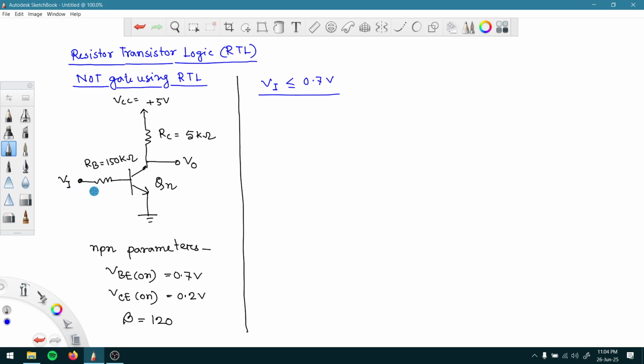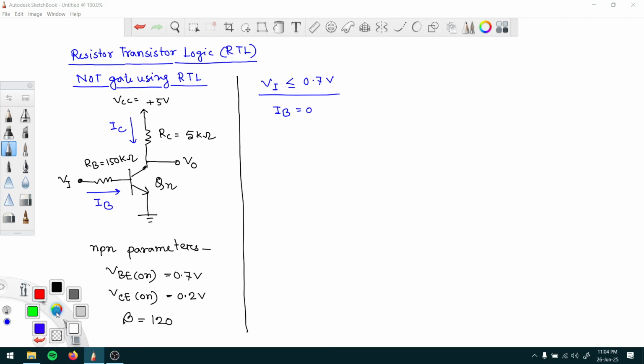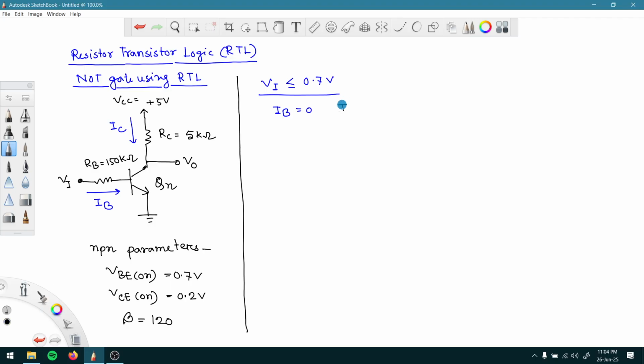Because of that we have two different currents here. In this path the current going is called IB, and in that path the current going through is called IC. Because we don't have enough voltage for this particular junction to be forward biased, no current will flow through this path, right? And IB should be equal to 0, and if IB is equal to 0, IC we know is equal to beta IB, so IC should also be 0.